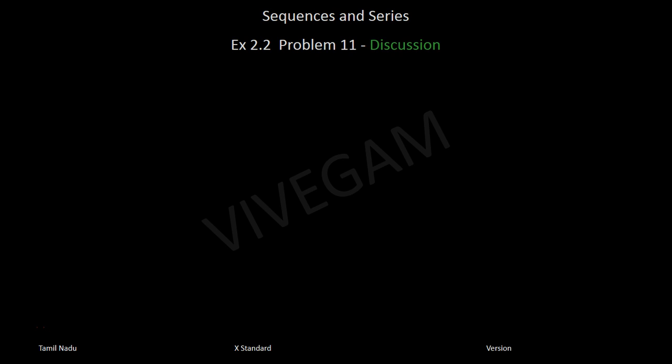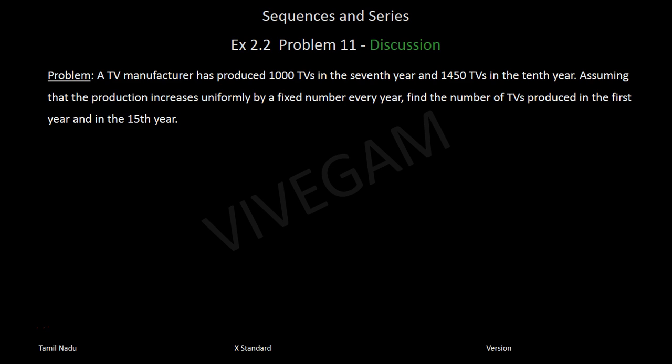Okay, exercise 8.2, problem 11, discussion. Let's read the problem. A TV manufacturer has produced 1000 TVs in the 7th year and 1450 TVs in the 10th year. Assuming that the production increases uniformly by a fixed number every year, find the number of TVs produced in the first year and in the 15th year.